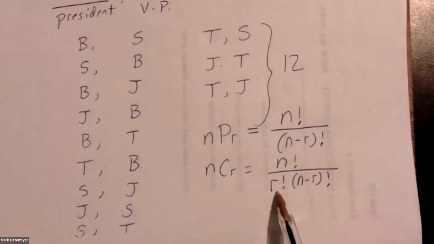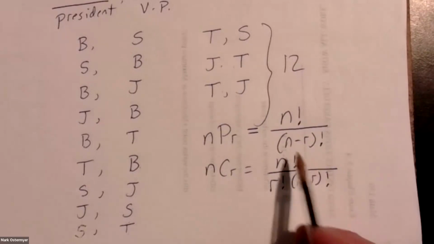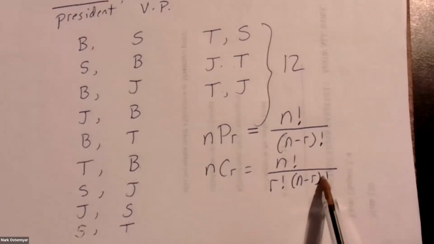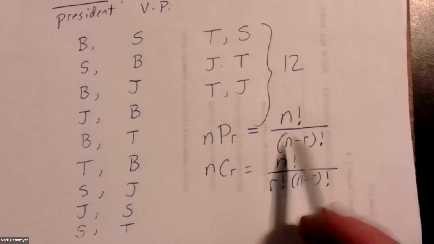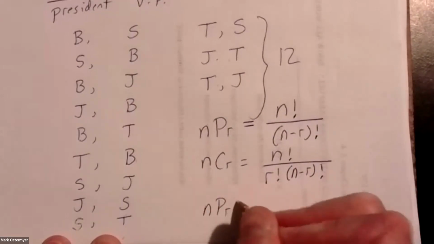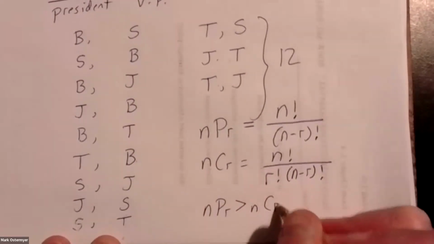As it turns out, the combination formula denominator is larger than the permutation formula. And because of that, the combination value is always going to be less than the permutation. So this is always true. A permutation is always greater than a combination.